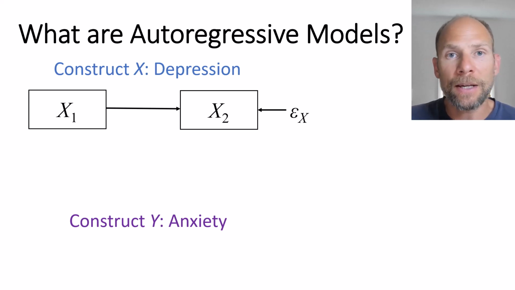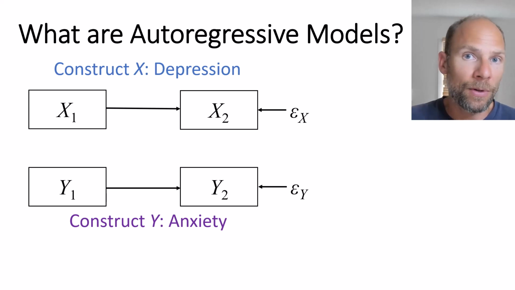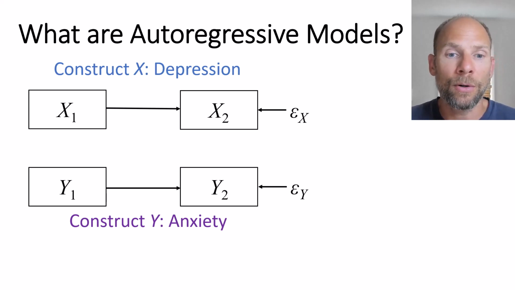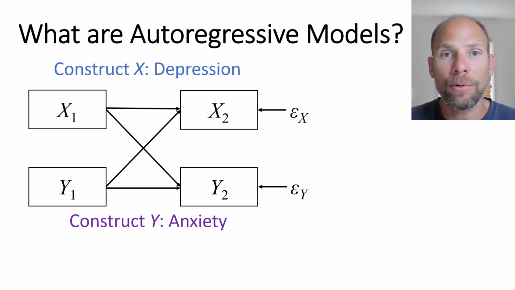Then for the second construct, anxiety, the structure looks the same. We also regress anxiety on itself at the previous time point, and we have an error term also for anxiety. But more than that, we also have so-called cross-lagged effects. We have regressions over time of depression on anxiety and anxiety on depression. These are called cross-lagged effects because in the path diagram they form a nice cross or X, and those are the regressions on the other construct longitudinally.